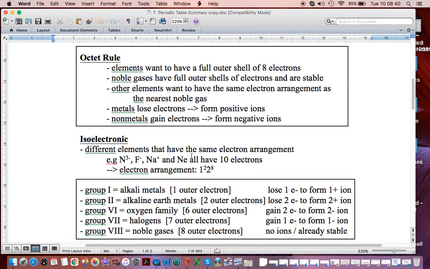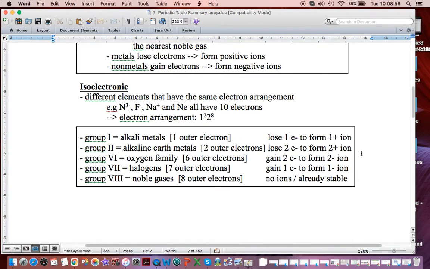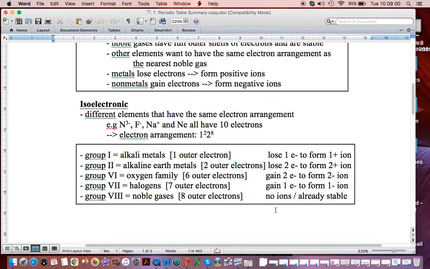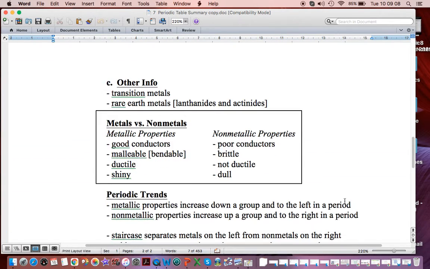Here we talk about neon. Neon has an electron arrangement with 10 electrons, 2 in the first and 8 in the second shell. And N3-, F-, Na+ all have 10 electrons, so they are isoelectronic with neon. And there's a reminder for the kind of charges they form. Now, if you forget this, if you go to the back of your periodic table, it actually tells you the charge for each element in those different groups.